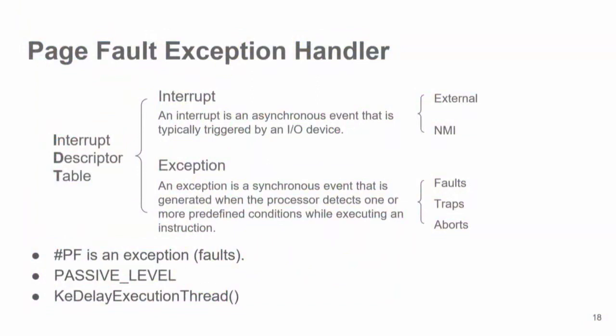the interrupt descriptor table contains two types of things. One is interrupt, and the other is exception. And interrupts are basically caused by external devices, and exceptions are caused by the processor itself. And page fault is an exception. So when an interrupt happens, the OS will bring its priority to a very high level. For the Windows kernel, that's IRQL. So in the interrupt situation, we need to do things quickly and get out.